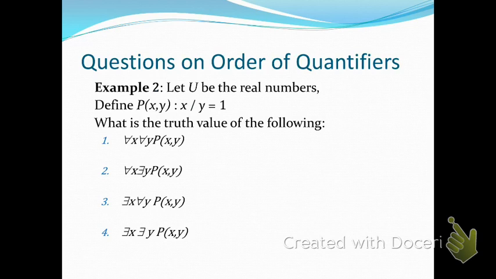Now let's look at this example here. U is still our real numbers, and P of x, y is x divided by y is equal to 1. So for all x, for all y, P of x, y means any x I choose, x is equal to 2, and any y I choose, y is equal to 4, should hold. Does this hold? Of course, 2 divided by 4 does not equal 1. So this statement is false. Keep in mind, any pair will have to work.